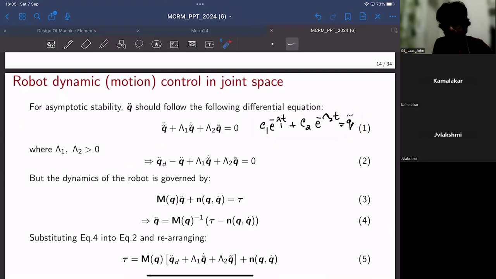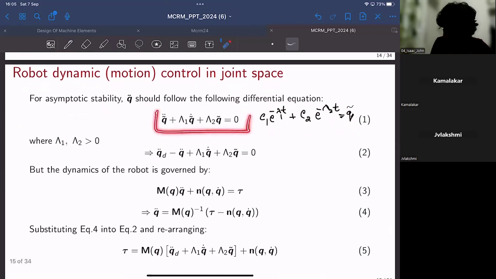And if this is how your error behaves, what does that mean? As time t tends to infinity, both of these terms will tend to 0, right? Because both of these terms become e raised to minus infinity, they go to 0. And as a result, Q tilde goes to 0. And with that, we can actually say that the system achieves asymptotic stability.